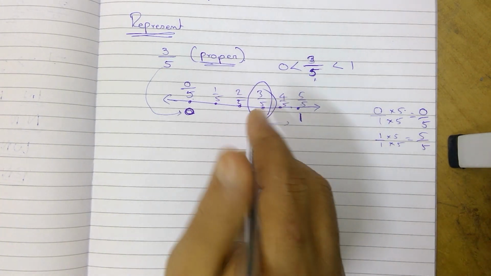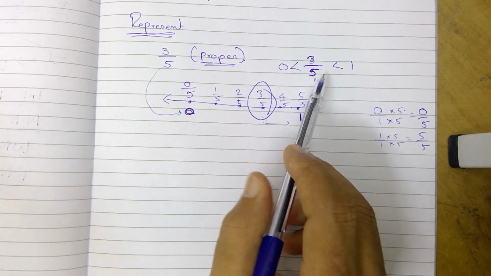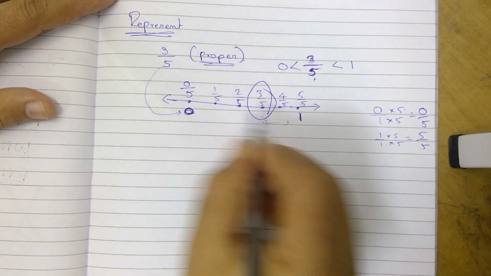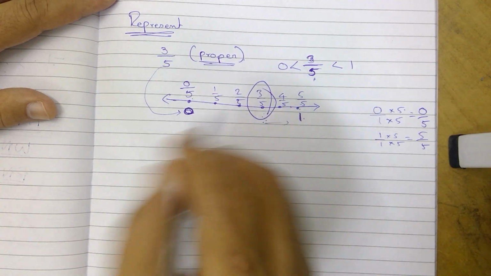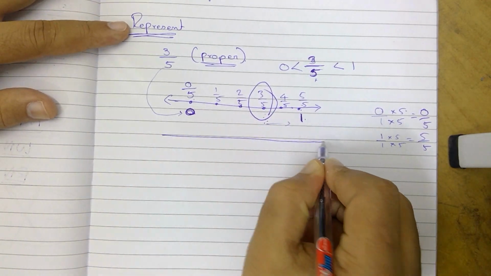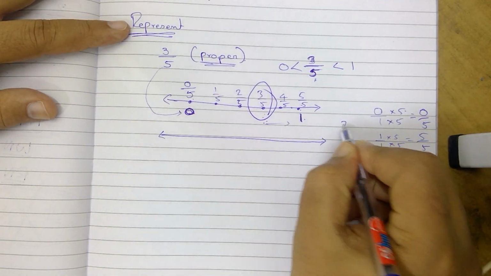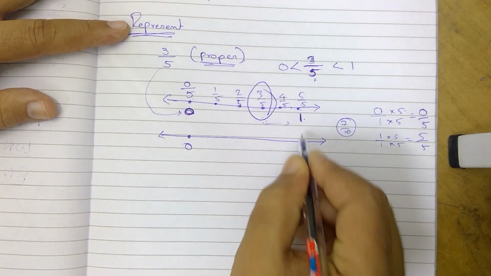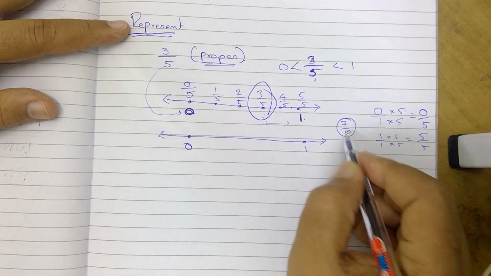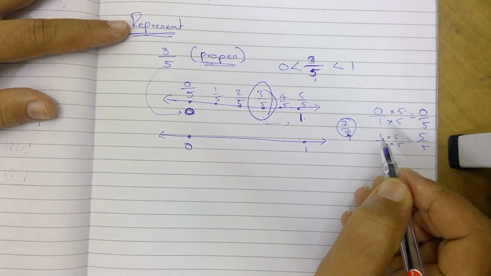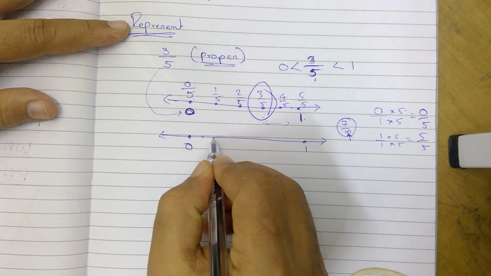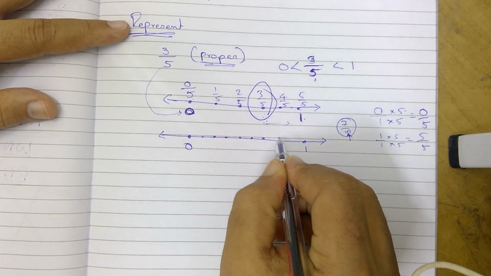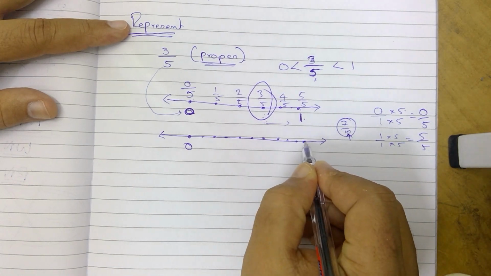Now in the same way, I'll explain one thing here. 0 and 1 you divided into 5 parts. Now I'll show you how to represent 7 by 10. This is 0 and this is 1. But how many parts do we have to divide it into? 10. So 1, 2, 3, 4, 5, 6, 7, 8, 9 and 10.